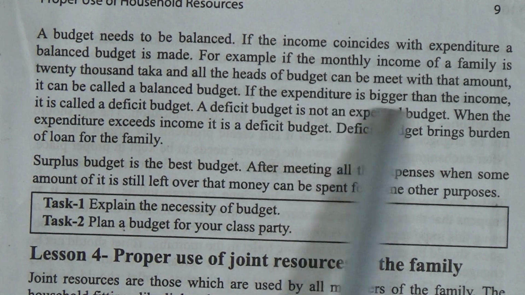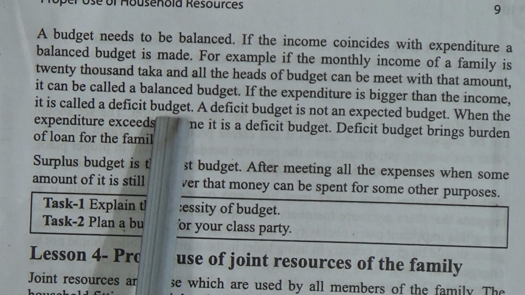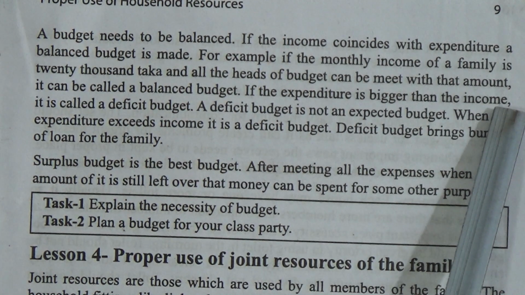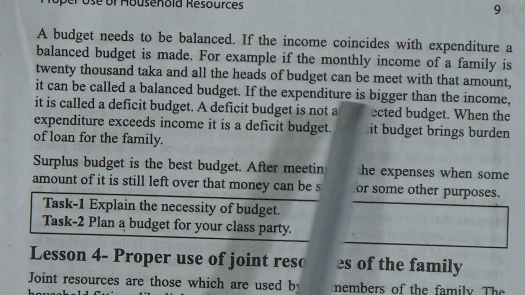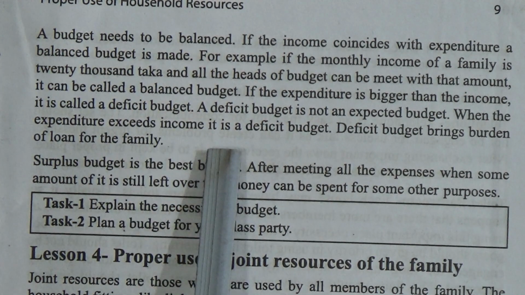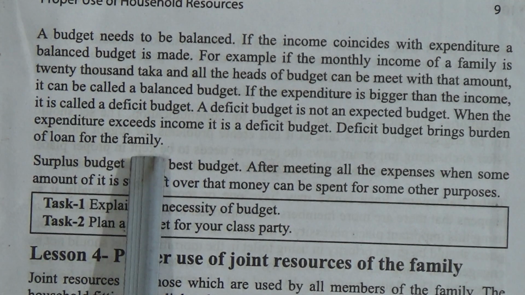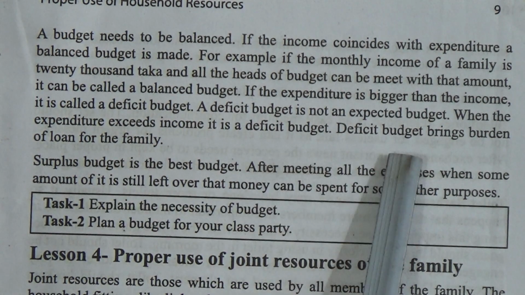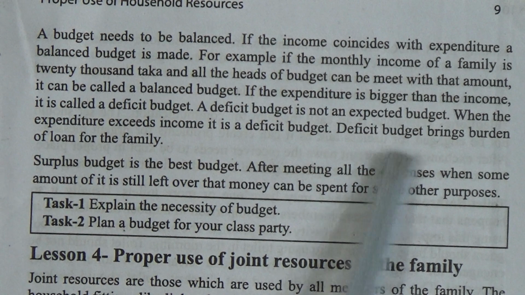If the expenditure is bigger than the income, it is called a deficit budget. Mark this line, it is important. A deficit budget is not an expected budget. When the expenditure exceeds income, it is a deficit budget. A deficit budget brings the burden of loan for the family. So if it happens, you will not be able to fulfill your demands. Further, you have to carry the burden of loan.